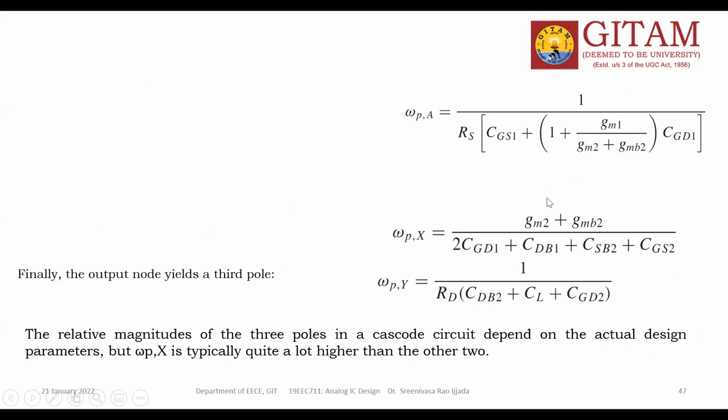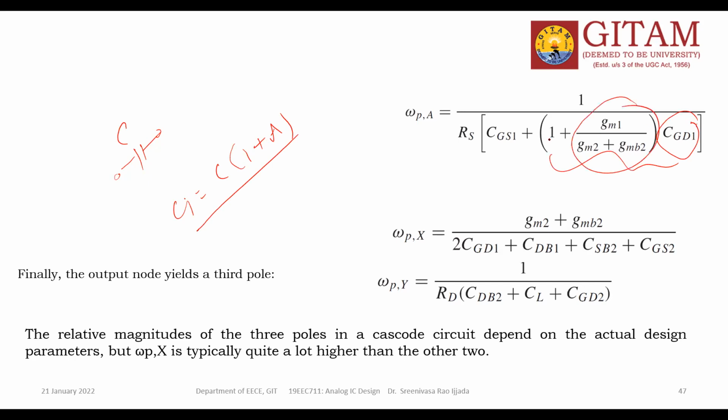Generally, for a capacitor, suppose C, if you apply the Miller theorem, the input capacitance Ci is equal to C multiplied with 1 plus A. This is the formula I told you: Miller multiplication of the capacitance. The Miller capacitor is multiplied with 1 plus the gain A, where the capacitance is CGD1. Understand?